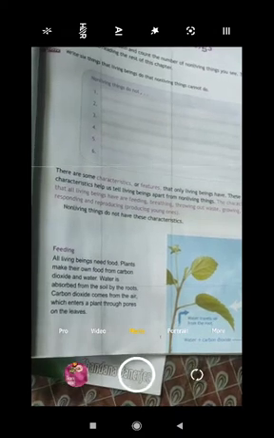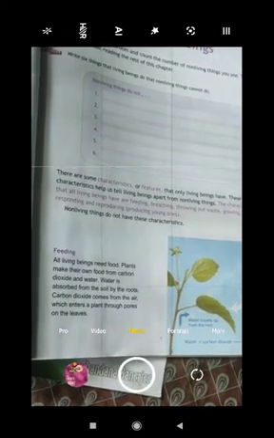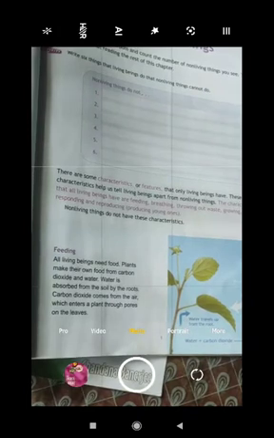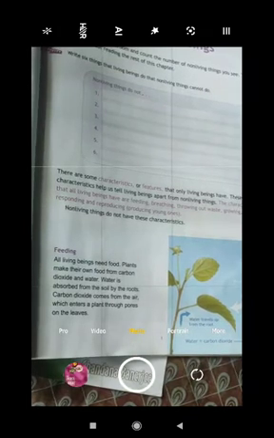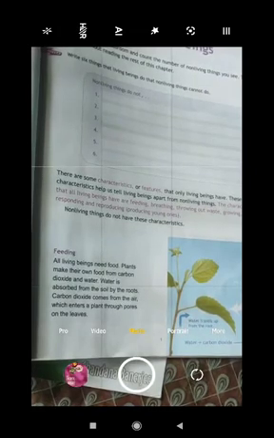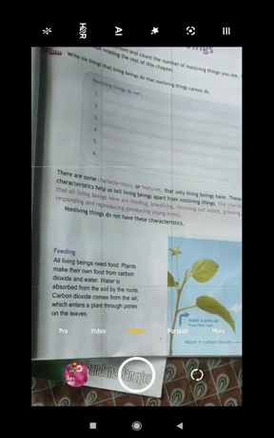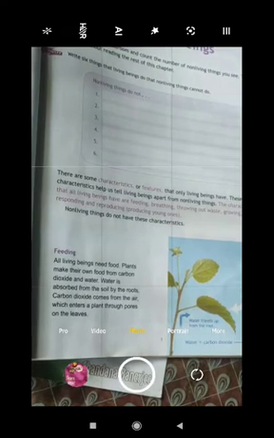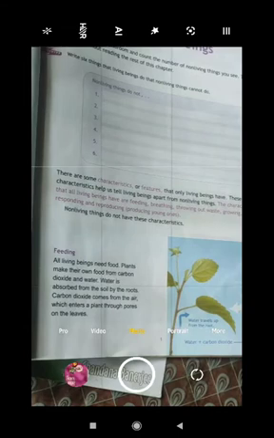Actually, for us also, for making food, we need lots of things. For making food, the tree needs carbon dioxide and water, which will be taken from the soil by the roots.